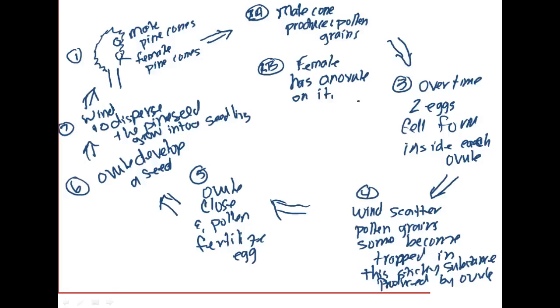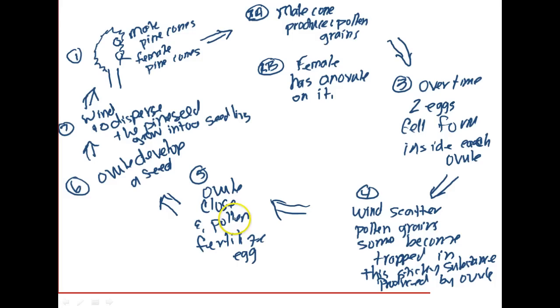So imagine like a white pine tree, and they're going to start to produce these male cones and female cones. The male cones are going to have the pollen. The female is going to have the ovule and the eggs. And over time, there's going to be two egg cells that are going to form inside the ovule. And as the wind begins to blow, it's going to blow these male sperm or pollen all around. And some of them are going to get trapped onto the ovule, which has a sticky substance that's produced. And eventually the ovule is going to close, and on the inside of that closure is going to be the pollen, and it's going to fertilize the egg.